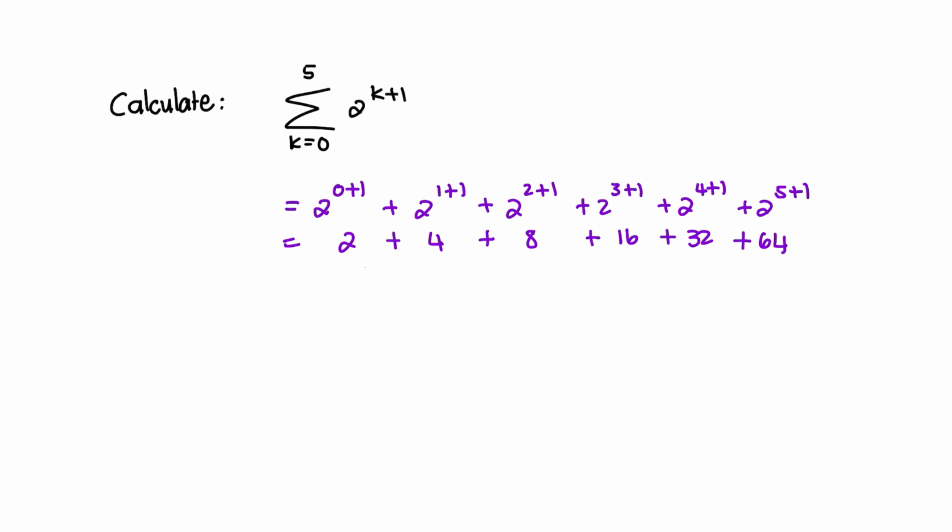So when we simplify, we have 2 plus 4 plus 8 all the way to adding 64. And all that we are doing is we are saying 2 to the power of 1 is equal to 2. 2 to the power of 2 is equal to 4, and so forth.